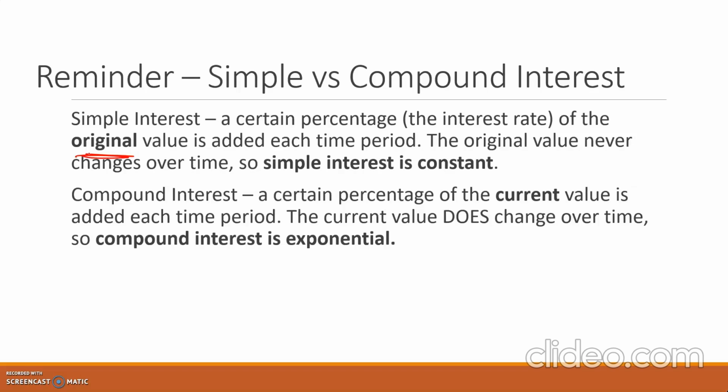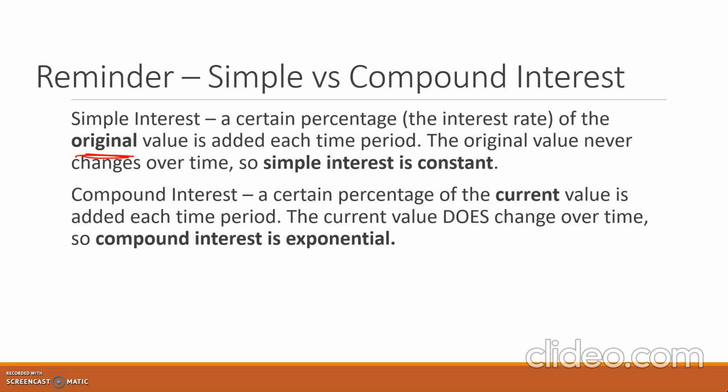So simple interest is when a certain percentage of the original value of something is added to it each time period. The original value of something would never change over time. So that means simple interest is constant. So if I get $100 worth of interest in my first year, the second year I will also receive $100 worth of interest. And that value will never change, the same amount of interest every time period.